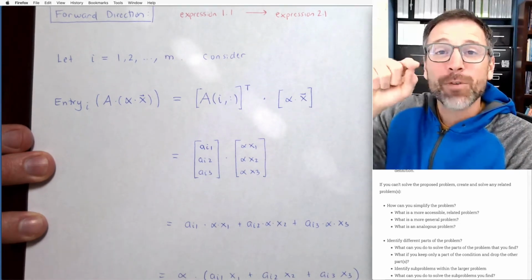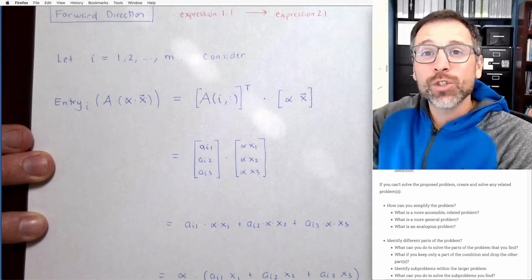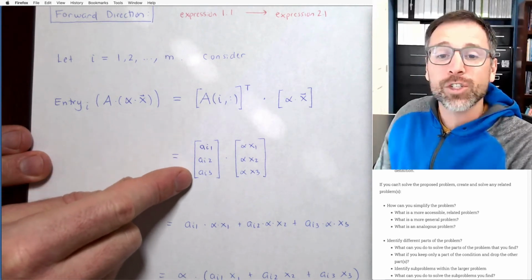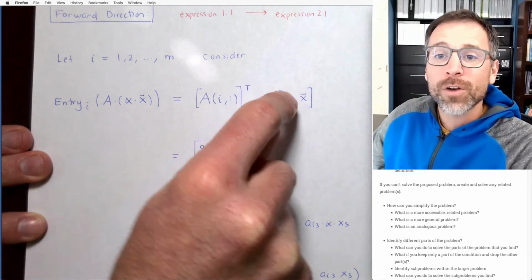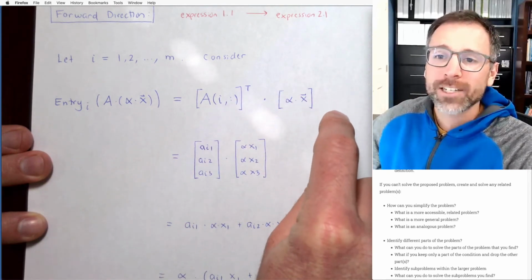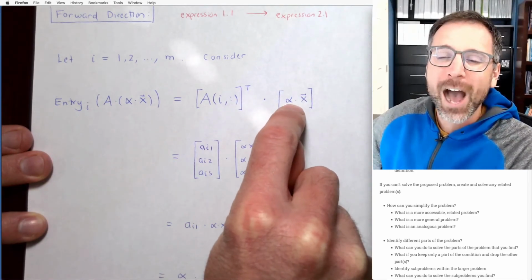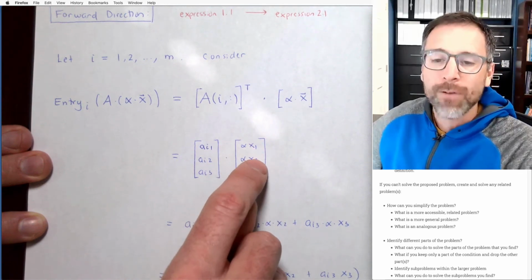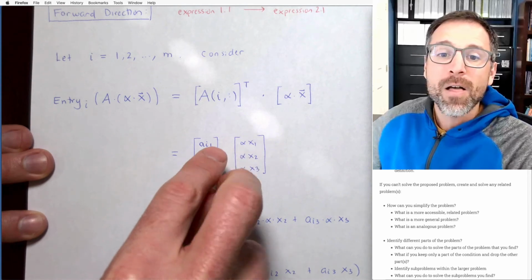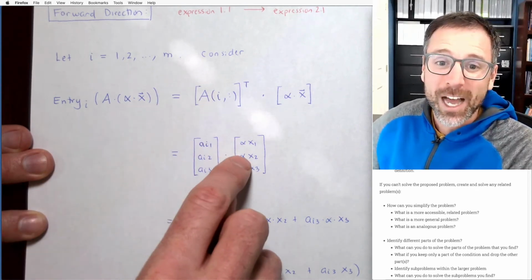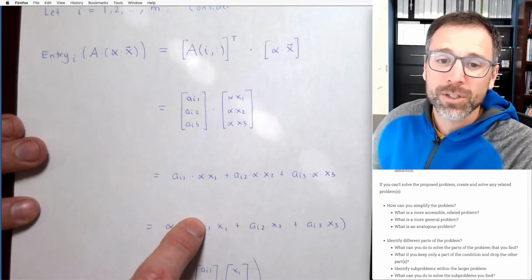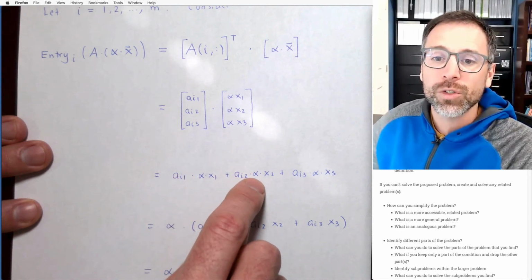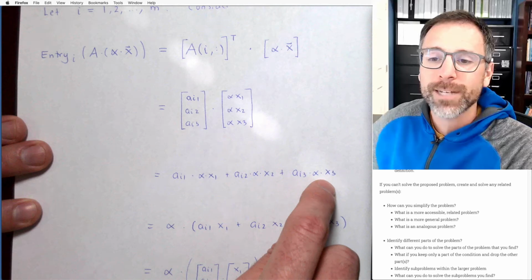Let's think about that. The ith row is going to be a_i1, a_i2, a_i3. When I transpose, it's going to be a_i1, a_i2, a_i3 as a column. Here, the vector x is going to be x1, x2, x3. When I multiply by alpha, I bring those inside. So this is going to be alpha x1, alpha x2, alpha x3. To get that ith entry, I take the dot product, which means I just multiply each of those individually. So this is a_i1 times alpha x1 plus a_i2 times alpha x2 plus a_i3 times alpha x3.